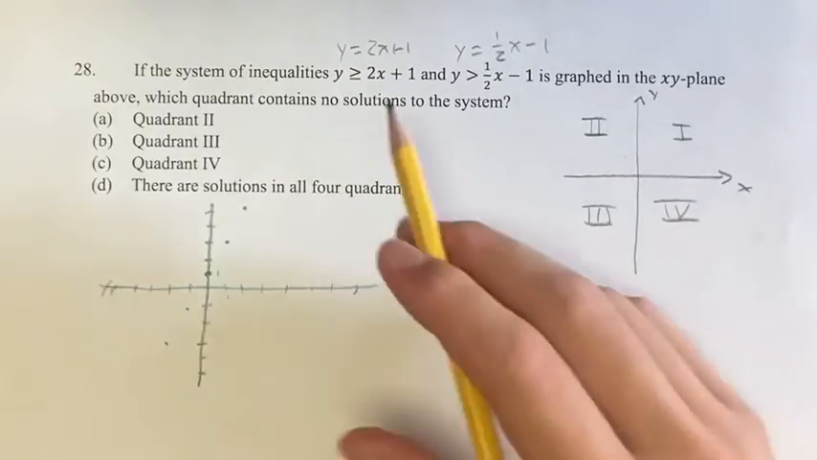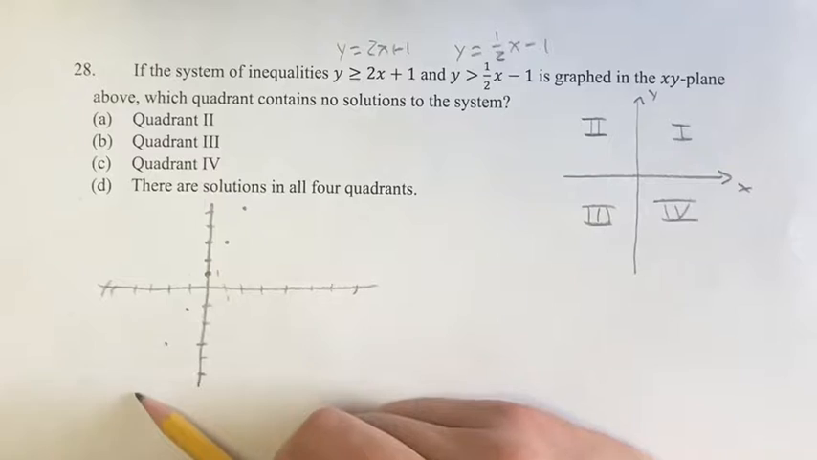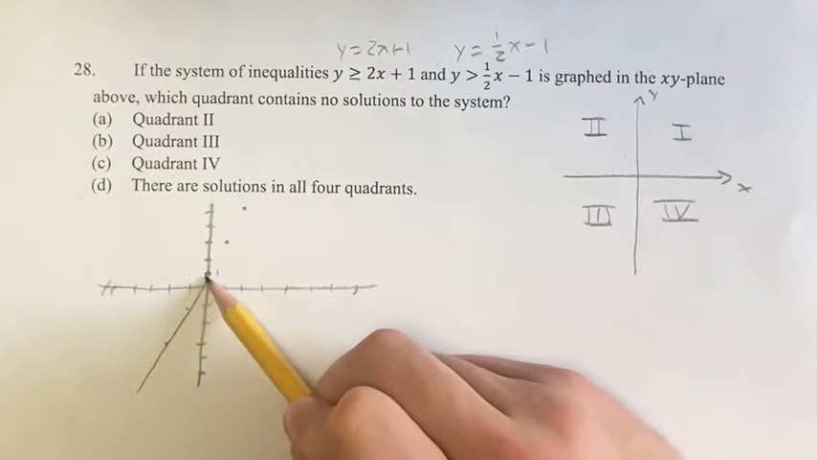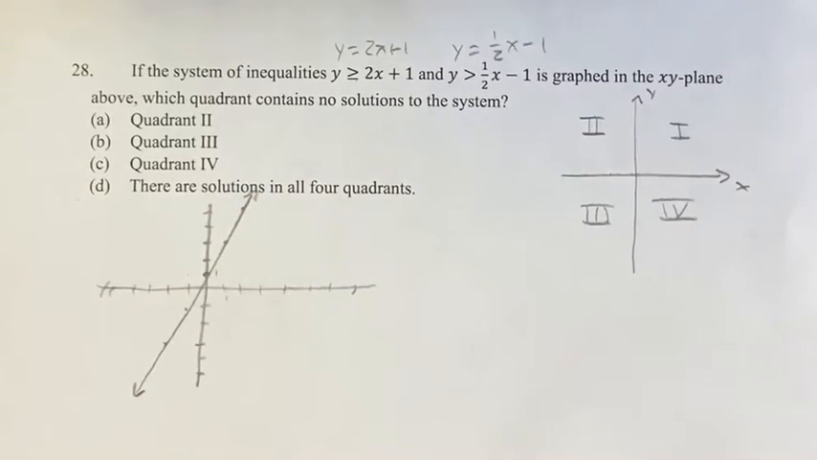Now, important here, we have greater than or equal to. So the solutions are going to include this line. So we have a solid line here. y is equal to 2x plus 1.